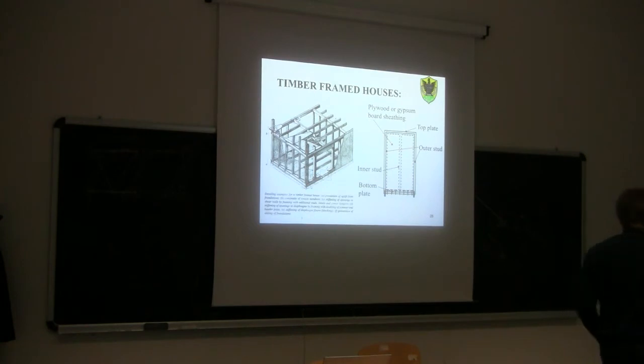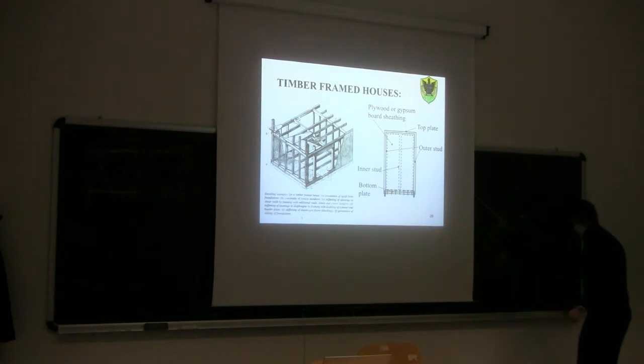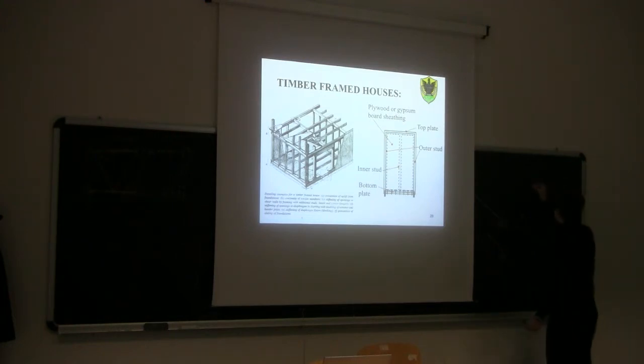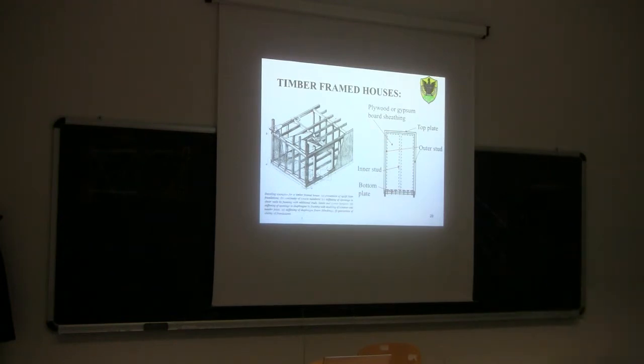So if you want, a cross-section of this wall will be something like this. One stud, two studs, three studs, and one side panel nailed on the studs. Okay? This is a horizontal cross-section of this wall here.